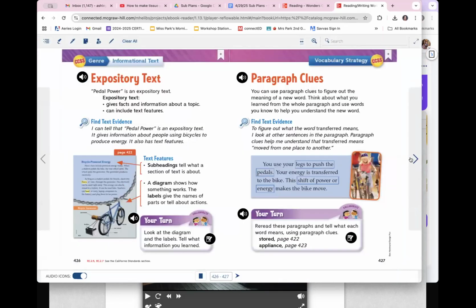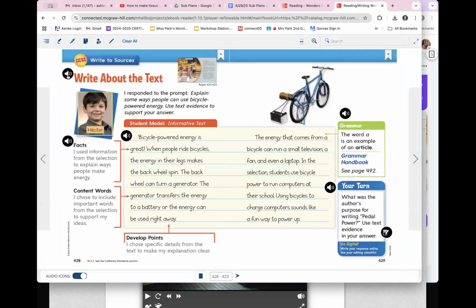Okay, last page. Write about the text. I responded to the prompt: Explain some ways people can use bicycle-powered energy. Use text evidence to support your answer.